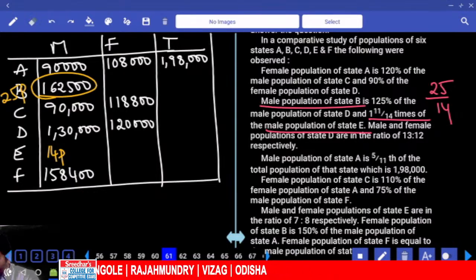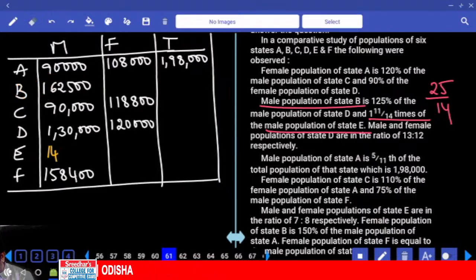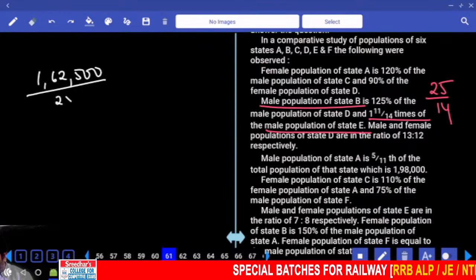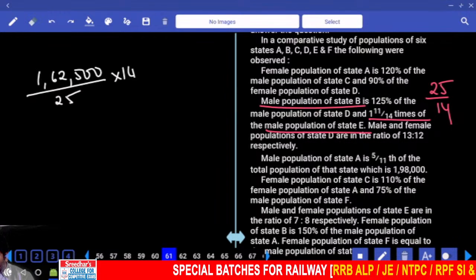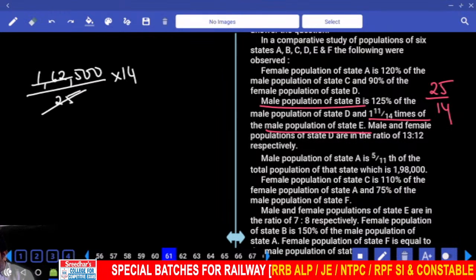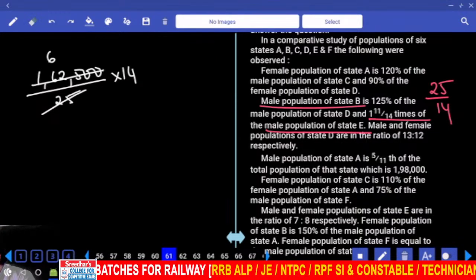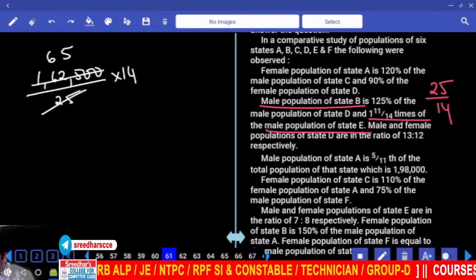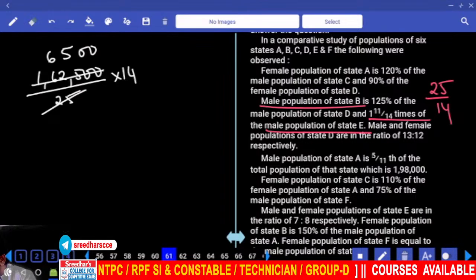Are you okay? 1,62,500 is equal to 25 parts. And we have to calculate 14 parts. Look at here. 1,62,500 is equal to 25 parts. And we need 14 parts. 25, 6 times 150. 125. 5 times 00. You got it?